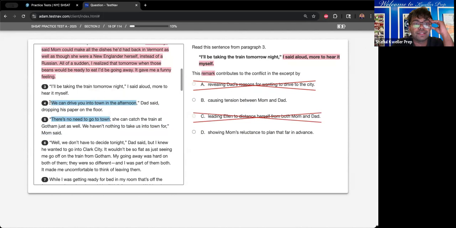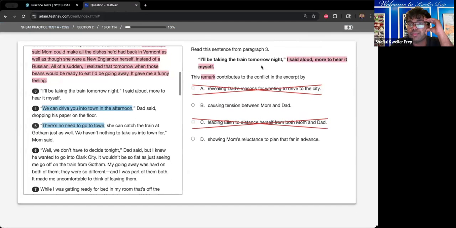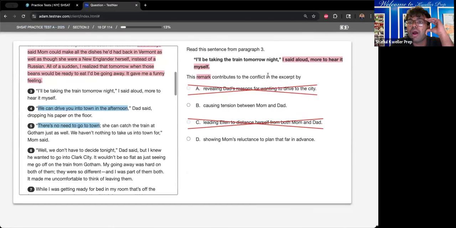I guess because 4 and 5 are saying those lines. And then between B and D, showing mom's reluctance to plan that far in advance. I think because the question talks more specifically about the conflict, B is more specific to saying how this contributes to the conflict. Although D could be true, the mom is reluctant to plan that far in advance, I really see here that it just emphasizes the tension. So I think it's B.